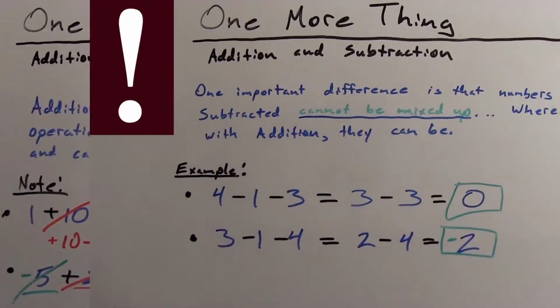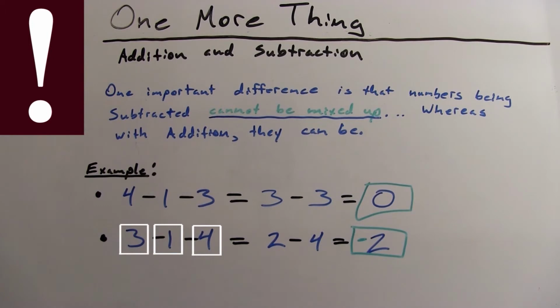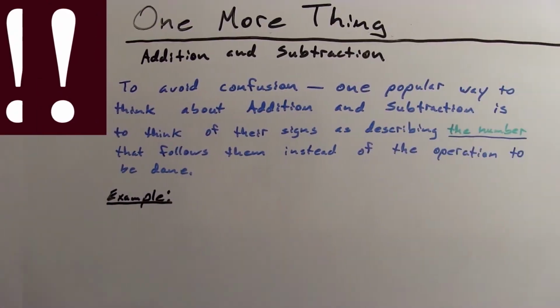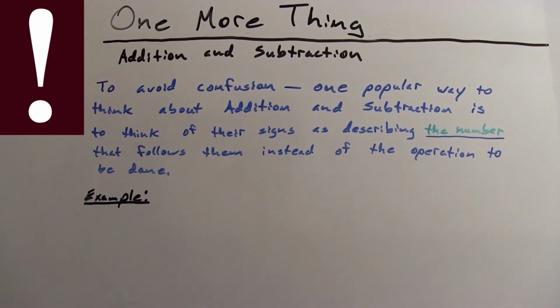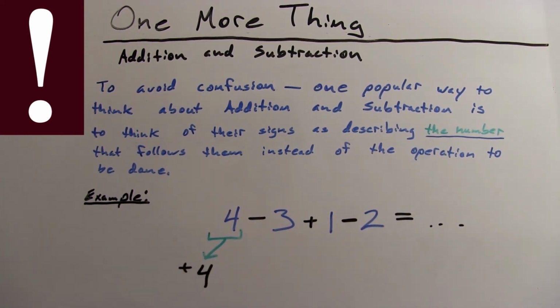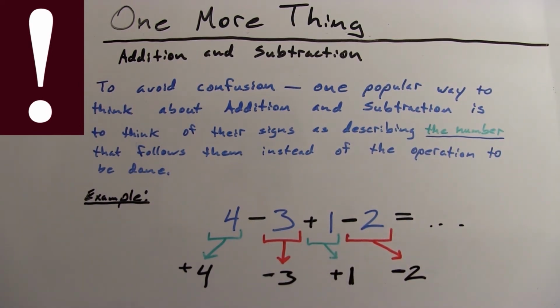Now, one important difference between the two is that things being added can be reordered, but things being subtracted cannot. 4 minus 1 minus 3 is 0, but 3 minus 1 minus 4 is -2. But you can move numbers being subtracted around as long as you move the signs with them. How does this make sense? Well, one popular method is to let the signs describe the numbers rather than the operation. So in this example, 4 is +4, 3 is -3, 1 is +1, and 2 is -2.